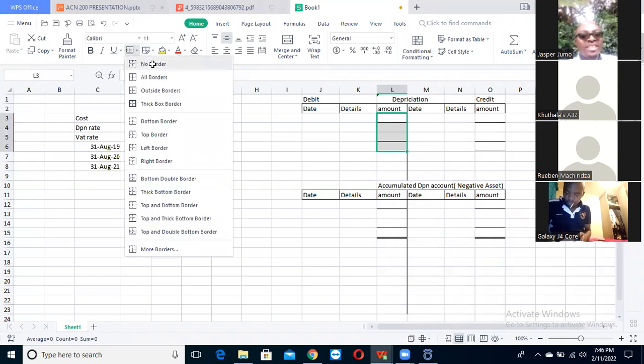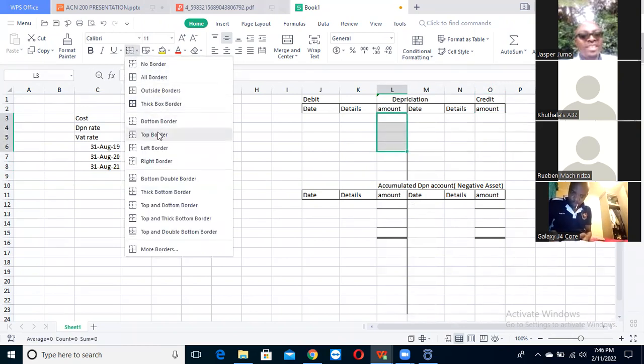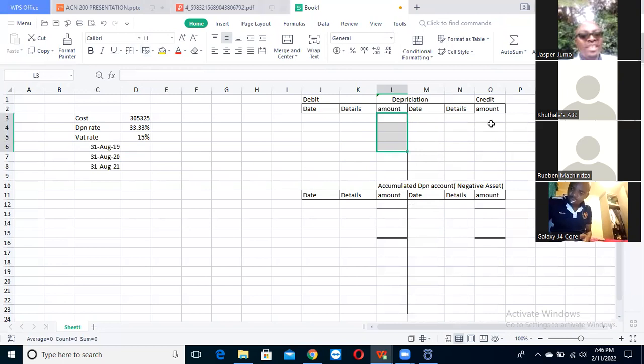What do we want to do here? We want to remove the borders. Here we want to remove the borders, top and right, just fixing the ledger account so that we just use the one that we had already made.